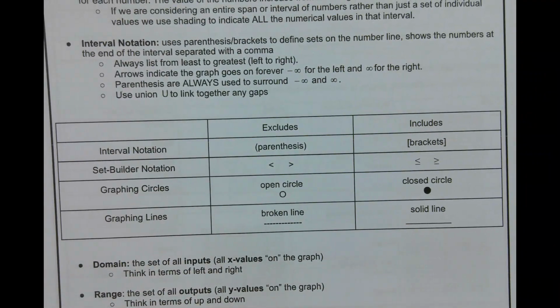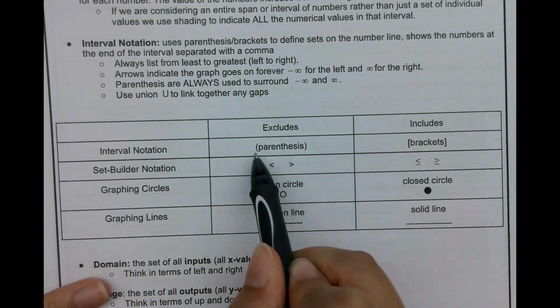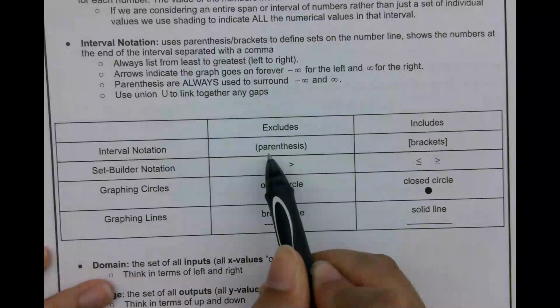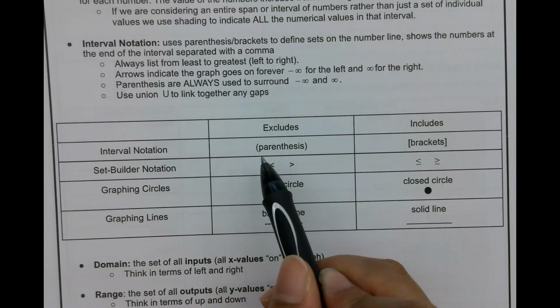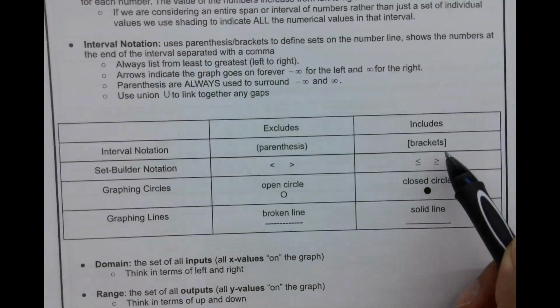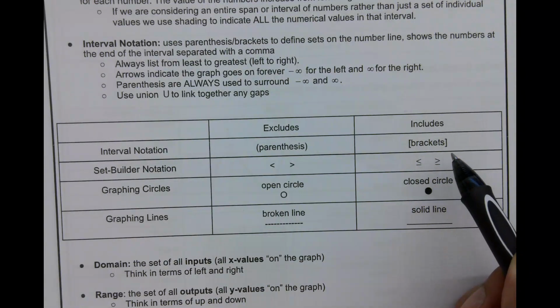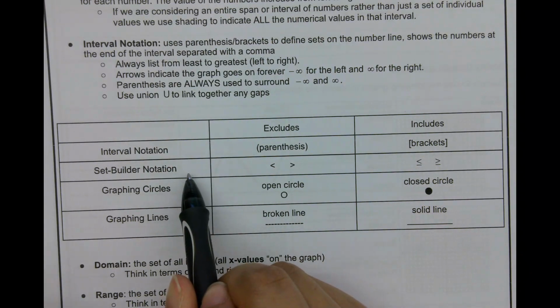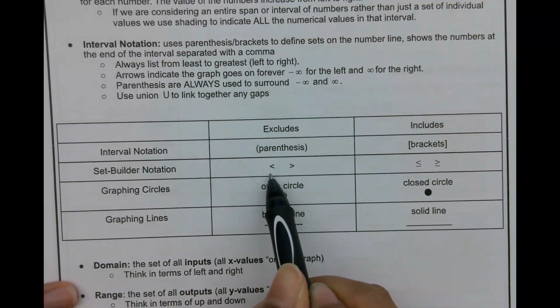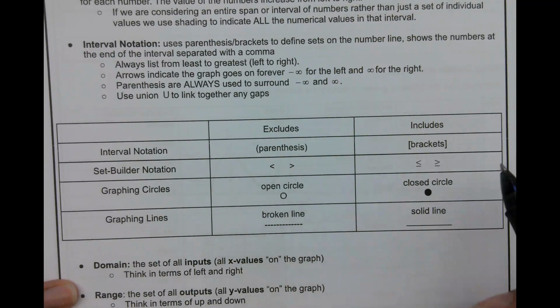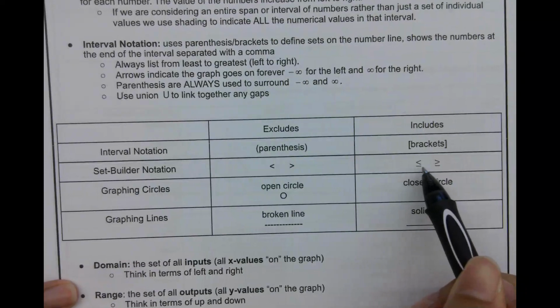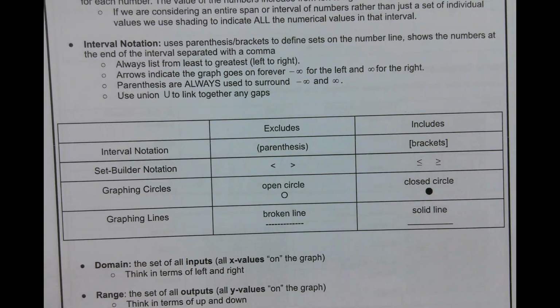So in interval notation, these are some of our symbols. We use parentheses if those numbers that we list are not part of it. If we're excluding those numbers, we use parentheses. If we're including it, we use brackets. All right? In set builder notation, that is indicated as less than or greater than, where they don't have that line under. Right? Versus if we do have that line under, we're including it, right? It has the possibility of being equal to.